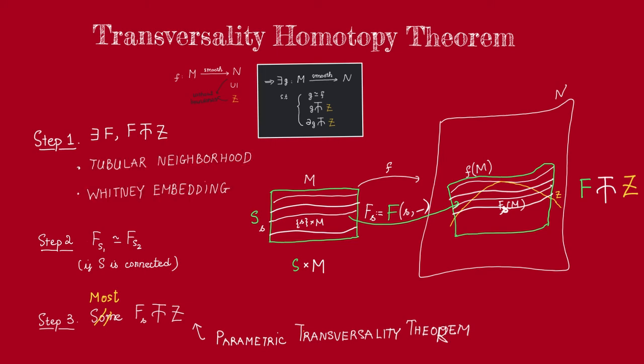In the next video, we're gonna start with step 1. To construct this family, we will need to be able to construct a tubular neighborhood of N. And for that, we'll need to be able to embed N inside some Euclidean space, so we will need Whitney embedding. Thus, we'll introduce all of these in the next video.